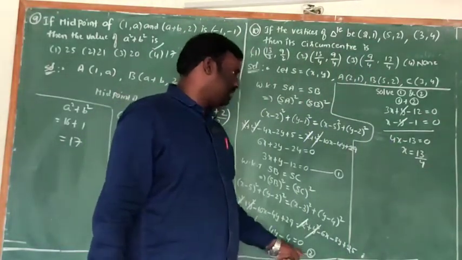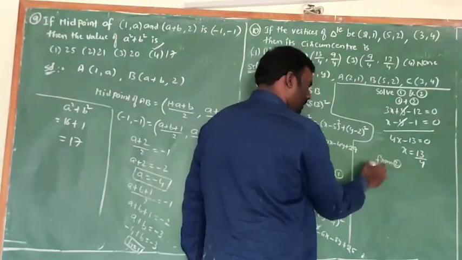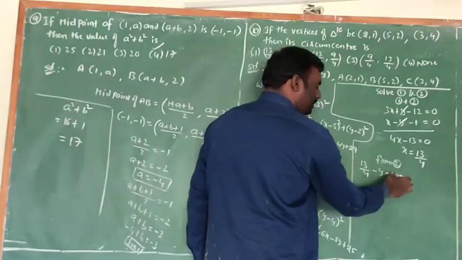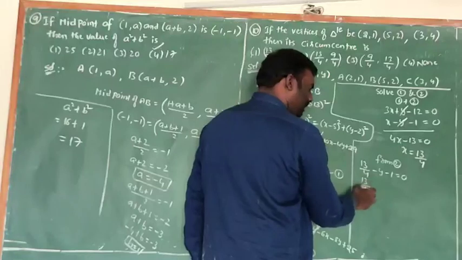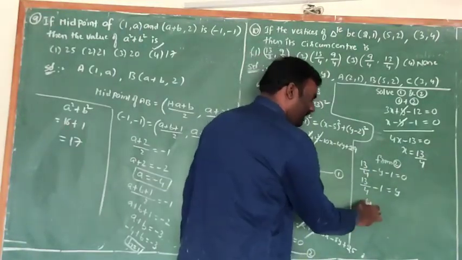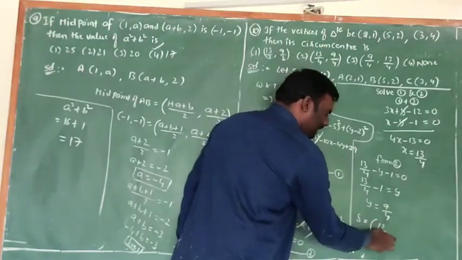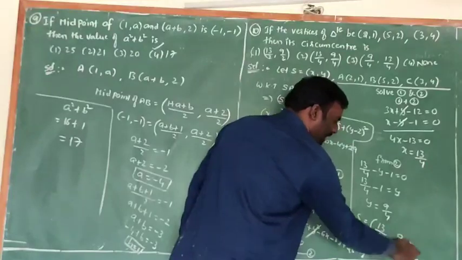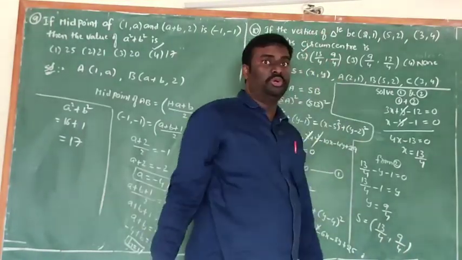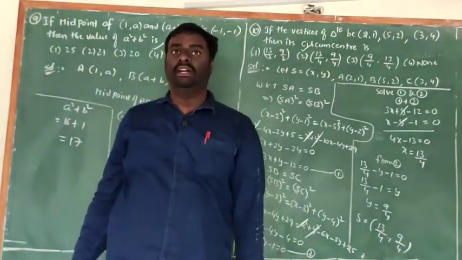If you substitute x value in equation 2, 13 by 4 minus y minus 1 equals to 0. Then 13 by 4 minus 1 equals to y. If you simplify y value 9 by 4, then circumcenter is 13 by 4 comma 9 by 4. That is the answer. That is nothing but option 2 is a correct answer for this circumcenter of the triangle.